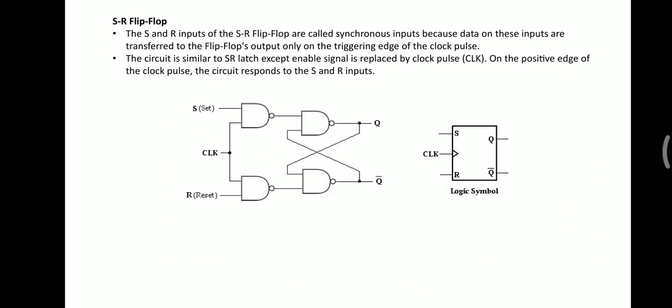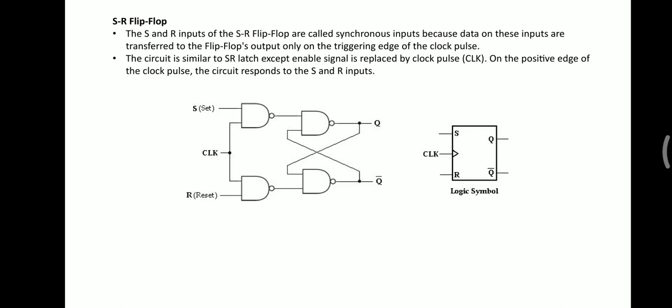So here the next one is the SR flip-flop. Here we will be dealing with any one of the flip-flops, and I have taken the SR flip-flop for the operation. Okay. So here in the SR flip-flop, S and R will be the inputs. S represents set, and R represents reset. So this is the set reset flip-flop, which is a synchronous flip-flop.